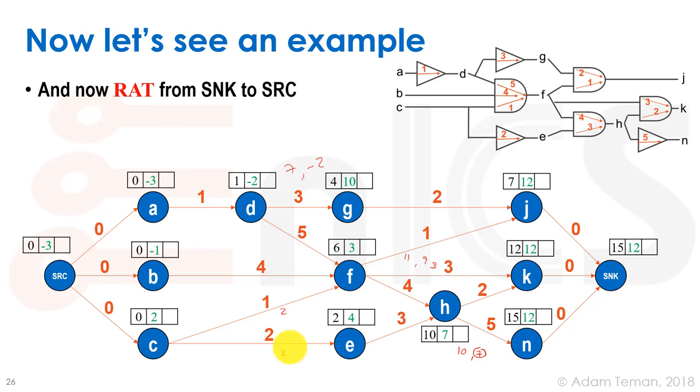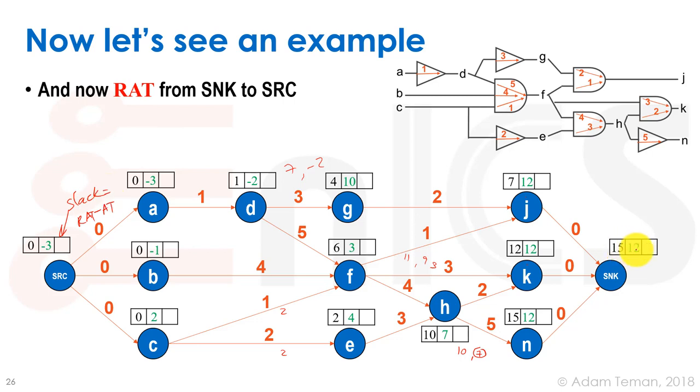Now, that was very interesting. We have these negative RATs, and we want to see what that means. Well, it's pretty easy. Remember that we left our third rubric here to be for slack. And slack, in the case of setup, is just RAT minus AT. Okay, so it's going to be really easy now to calculate the slack.